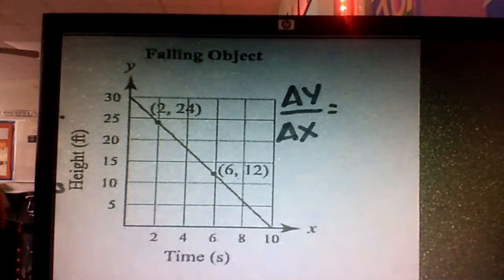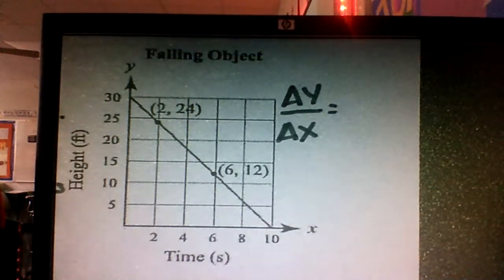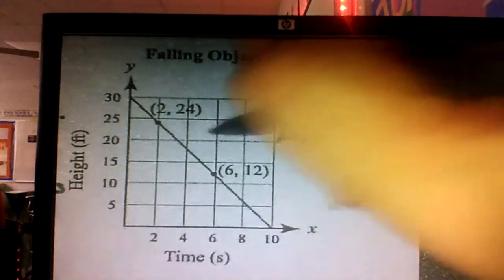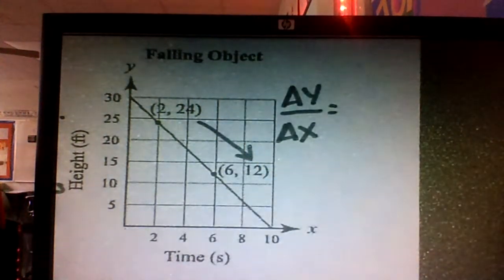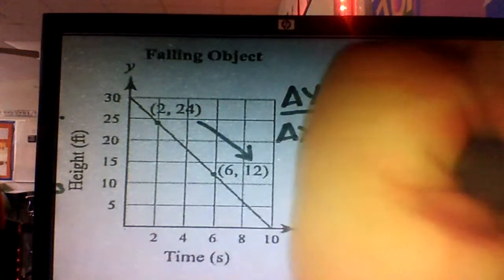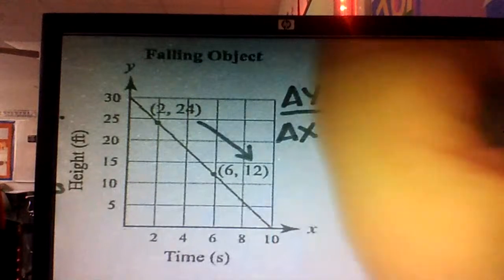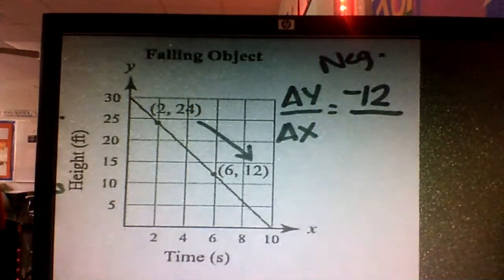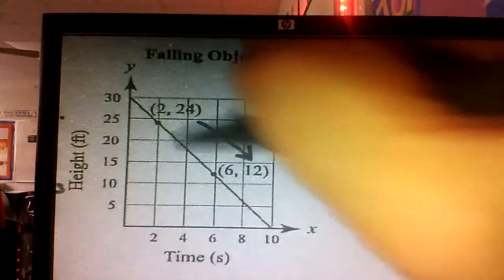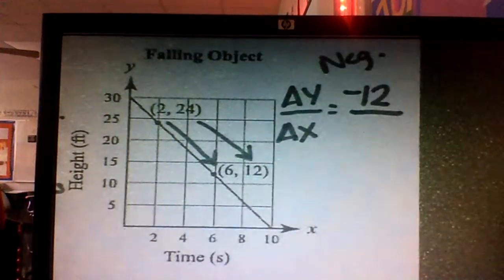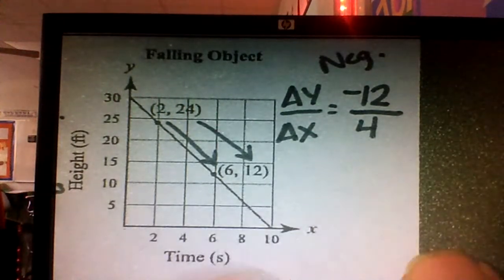Change in Y over change in X. This time they marked the 2 points that they want you to use. So, what's my change in Y? Okay, it's going from here to here. So it's not just 12, it's negative 12. This is a negative slope. So negative 12. What's my change in X's? It's positive 4. It's going from 2 to 6.